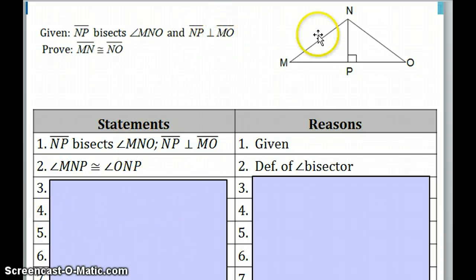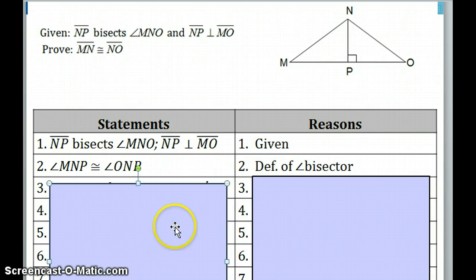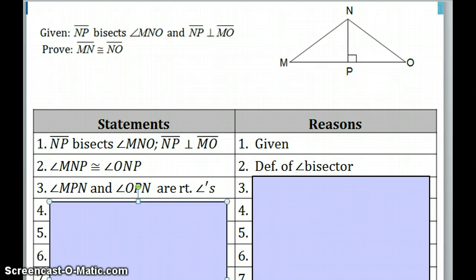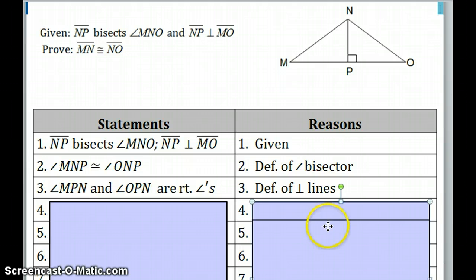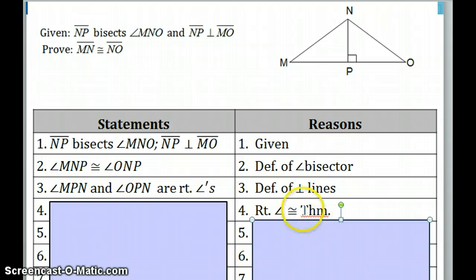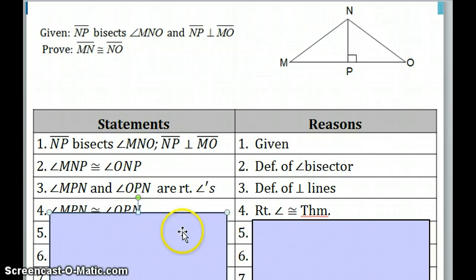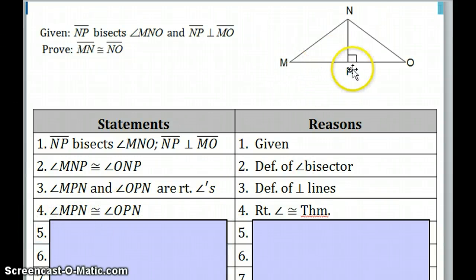And then this other given, perpendicular lines, tells me that we have right angles here and here. We have right angles, MPN and OPN, by definition of perpendicular lines. And then, because we have these right angles, the right angle congruence theorem is going to tell me that those two angles that are right angles are also congruent. So there's another pair of congruent angles, MPN and OPN.